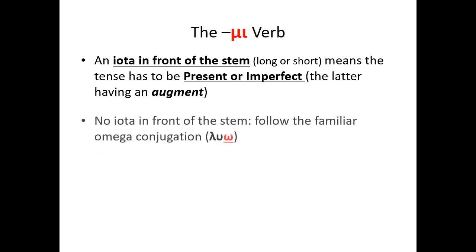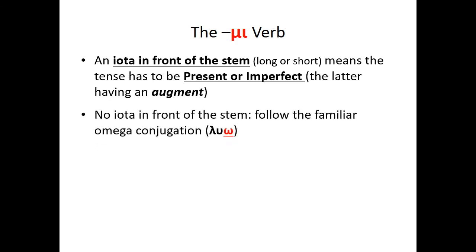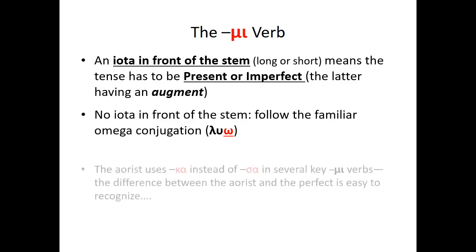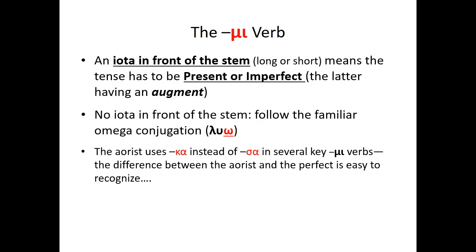If there is no iota in front of the stem, you follow the familiar omega conjugation as we do with the verb luo. Many times, the mi verb has a tense identifier the same as the perfect tense, the kappa alpha, replacing the sigma alpha. But the difference between the aorist and perfect is not all that difficult. Let me show you here, for example, in the verb didomi.